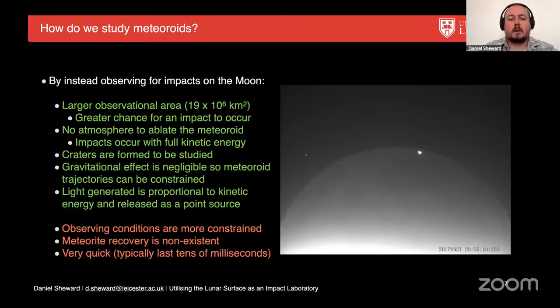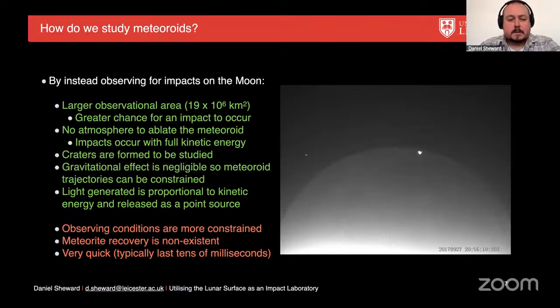And the gravitational effect from the moon is actually negligible for the orbit of these meteoroids. So we know very well where an impact is from observing it, and if there are meteoroid streams active at the time, then we know that it can only hit certain points of the moon. And the light that we observe is proportional to the kinetic energy, and it's all released as a point source. So it's very easy to do photometry and things on them.